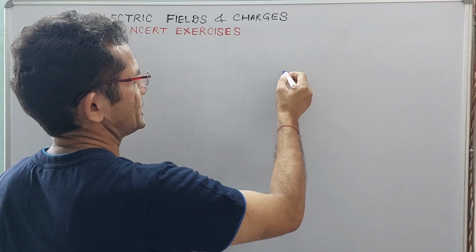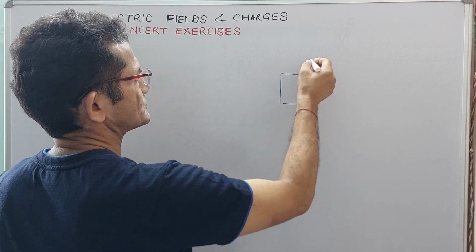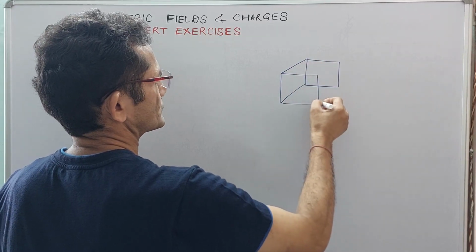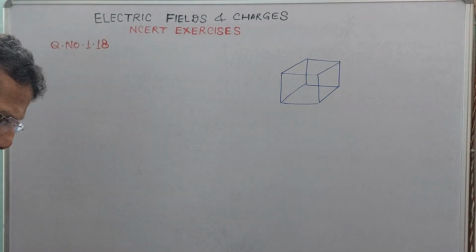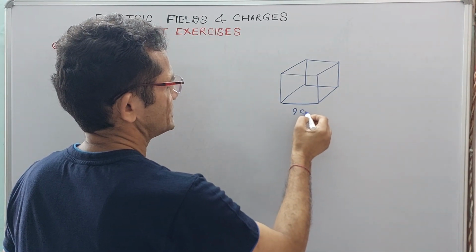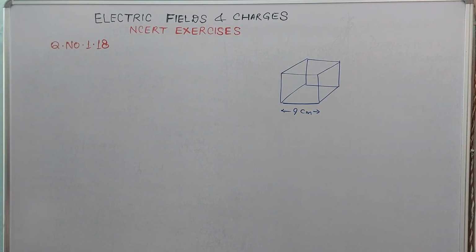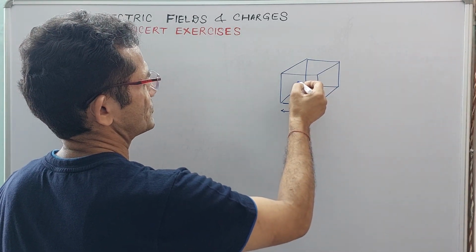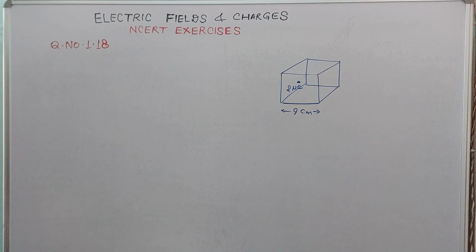So if I make a cube here, this is a cube whose side is 9 centimeter, the edge of this cube is 9 centimeter. A charge of 2 microcoulomb is placed inside, at the center of this cube. So what is the flux passing through one face of this cube?